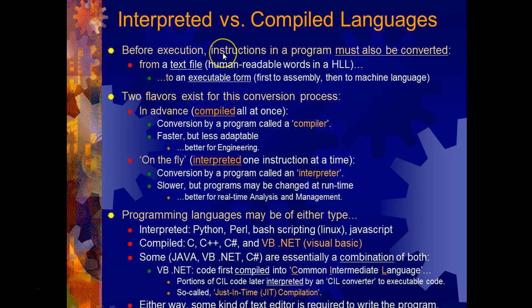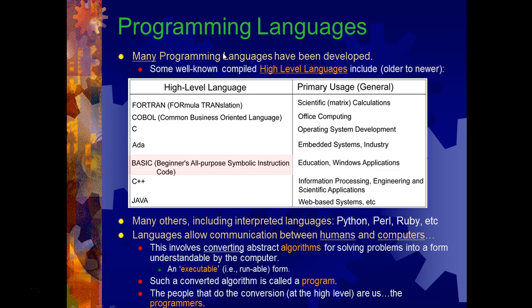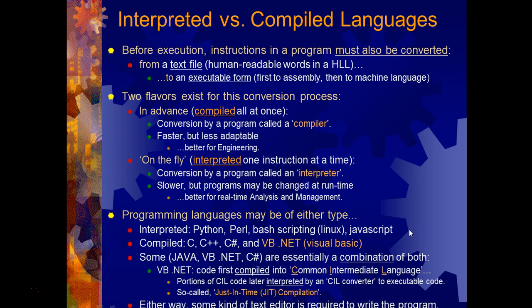Okay, so we said we didn't know what the difference is between interpreted and compiled languages, because he said that these were called compiled languages. He said that these were called interpreted languages, but we didn't know what the difference is. What is the difference? So before execution, before you run the program, instructions in a program must also be converted.